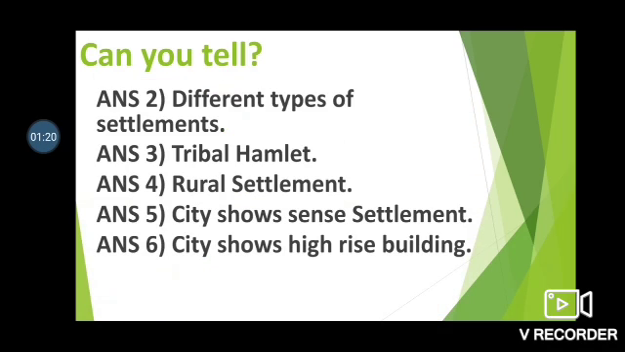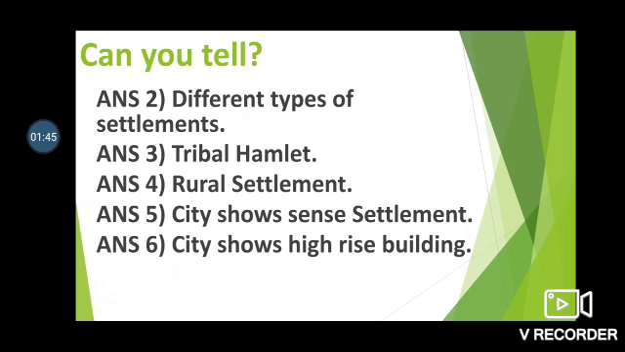Children, on page number 62, you can see 4 pictures, 2 pictures on 62 and 2 pictures on 63. What all can you see in the pictures? So basically, we can see the rural settlement, the city, a tribal hamlet and a town. What are the familiar features? Different types of settlements we can see.